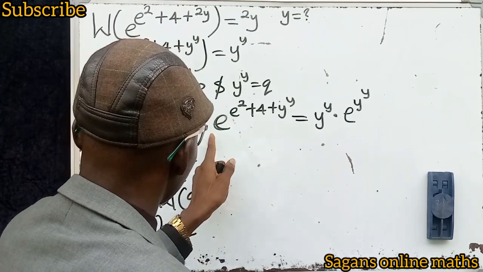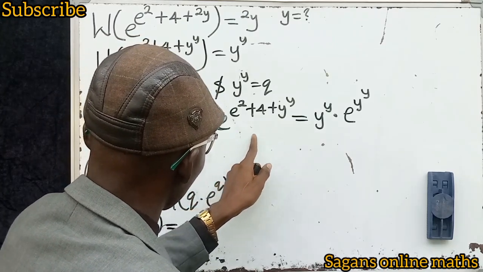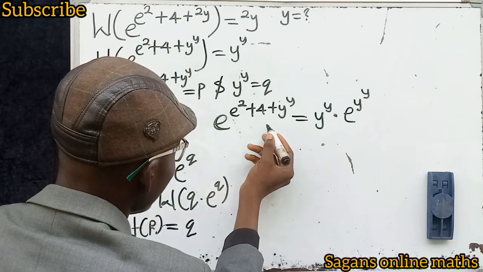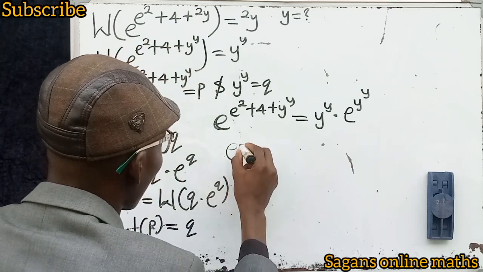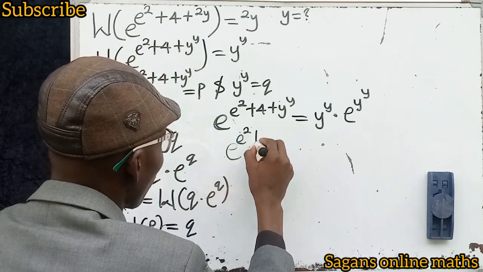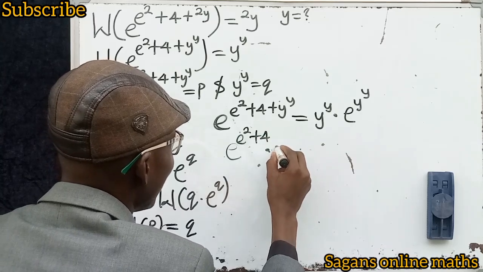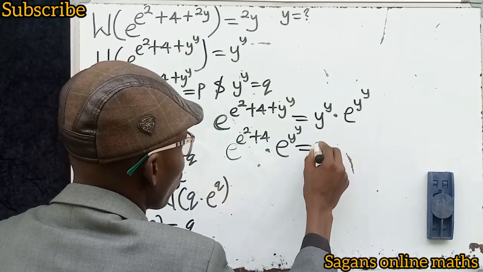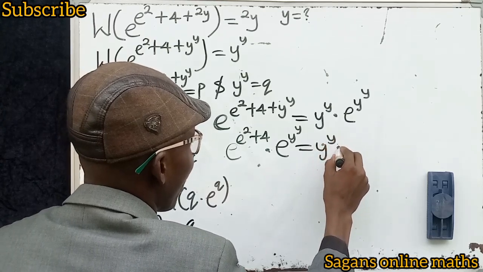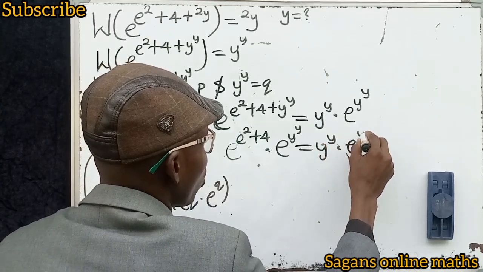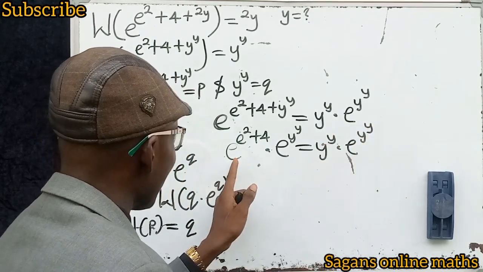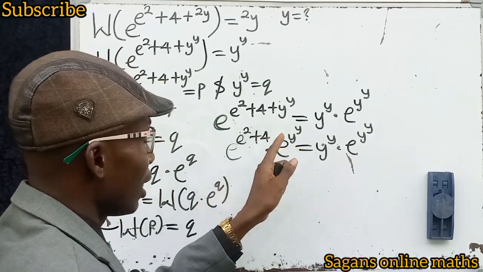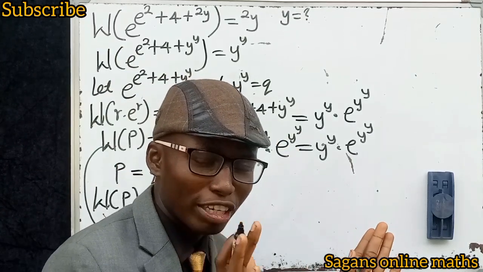Now, this thing you are seeing here, we can obey the properties of indices. By obeying the law of indices, we can write this as e raised to the power e squared plus 4, multiplied by e raised to the power y, which equals y multiplied by e raised to the power y. You can see that the bases here are the same, so if the bases are the same, we can add the exponents and we have exactly what is here. Can you see how simple it is? Very simple and interesting.